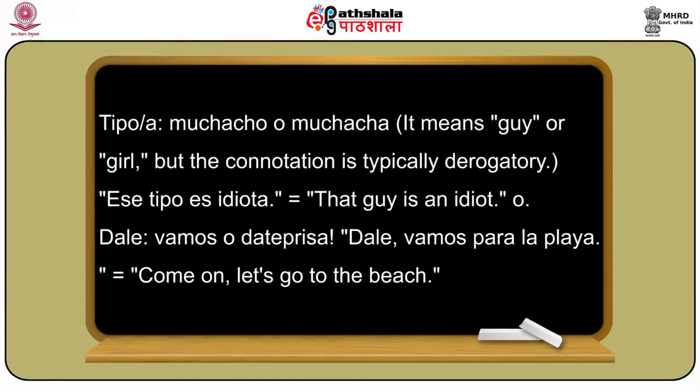Tipo, tipa, muchacho o muchacha. It means guy or girl, but the connotation is typically derogatory. Este tipo es idiota. That guy is an idiot.